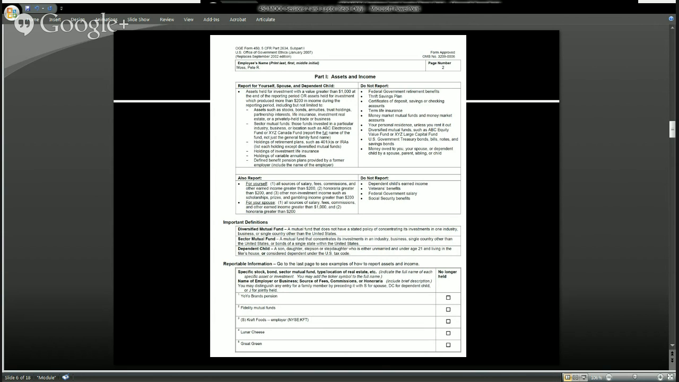Let's say that Pete forgot to disclose his spouse's bonus tied to the performance of Kraft, or forgot to disclose stock in Kraft or restricted units or stock options in Kraft that his spouse has as a result of her employment.